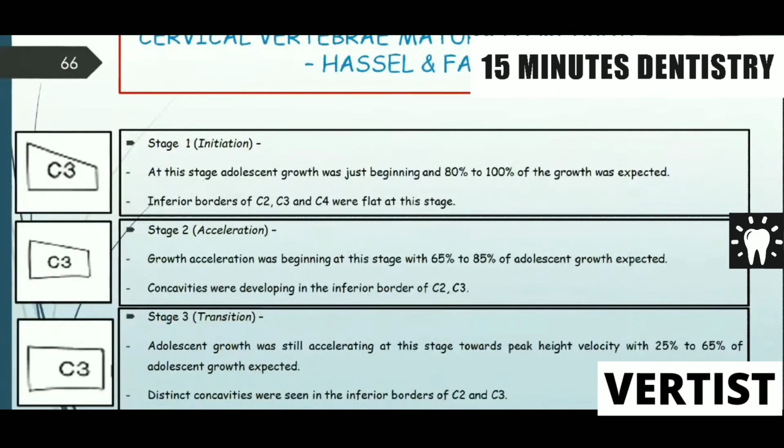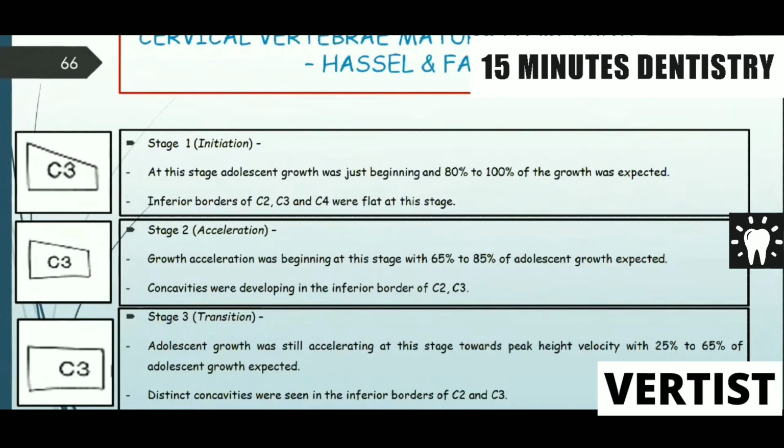This is the second method, that is using a cervical vertebrae maturation index. This was suggested by Hassel and Farman. My dear students, this had 6 stages based on the cervical vertebrae number 2, 3 and 4. In case of stage 1, you see the diagram on the left side. This is the stage of initiation. At this stage, adolescent growth was just beginning, and 80 to 100% of growth was expected. The inferior borders of C2, C3 and C4 were flat at this stage.